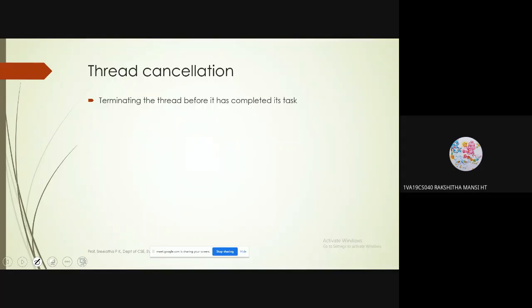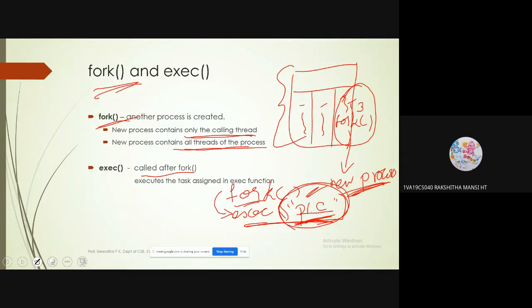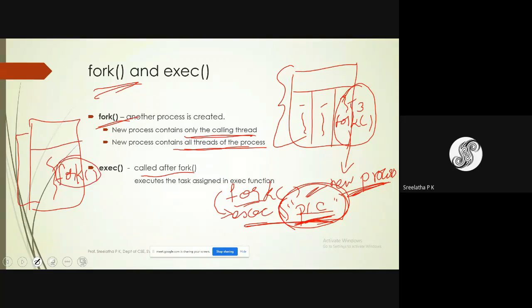Yes. Ma'am, why are there issues with fork and the exec system call? Why are there issues? Okay, so usually in a program that is not multi-threaded, in a single threaded program, fork is called. We have studied this. Whenever a fork is called, a copy of the same parent is given to the child process. The child process will be a copy of the parent.